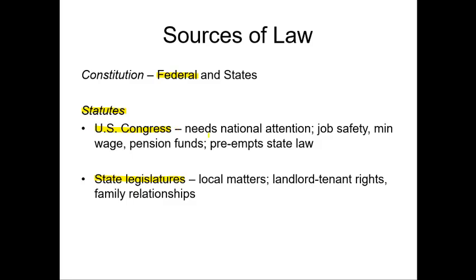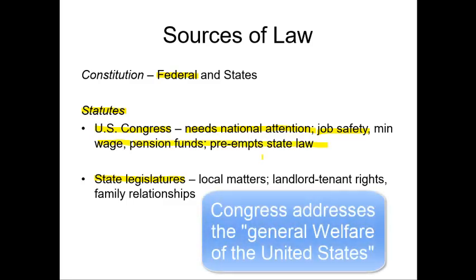But the U.S. Congress typically tackles situations that need national attention. Obviously, if there are local issues or state-specific issues, they may not necessarily get national attention until they become important enough to perhaps need some sort of jurisdiction over the entire United States population. We're also looking at things like job safety, minimum wage, pension funds. As I've said before, U.S. congressional legislation preempts state law.